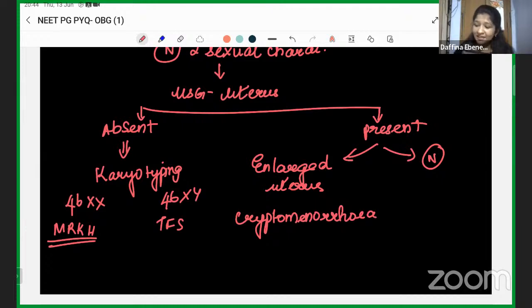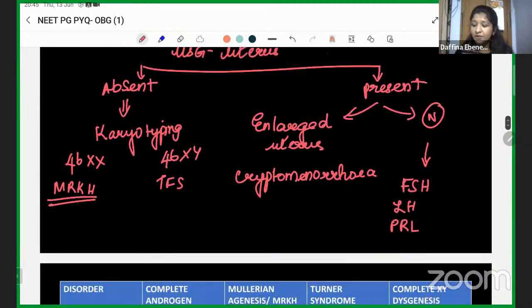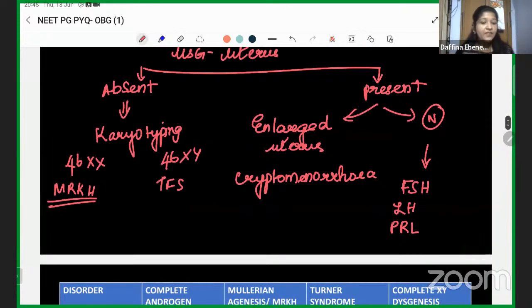On the other hand, if the uterus is normal, then you are going to do all your hormone assays: FSH, LH, prolactin. You look at the hormone assays and then you have to come to a conclusion. If everything is normal, then it is most probably constitutional or idiopathic. If the LH-FSH ratio is more than 3:1, you call it polycystic ovarian syndrome, PCOS.